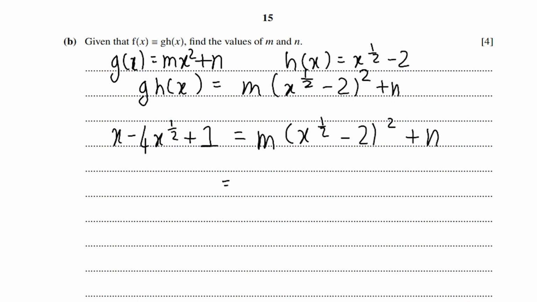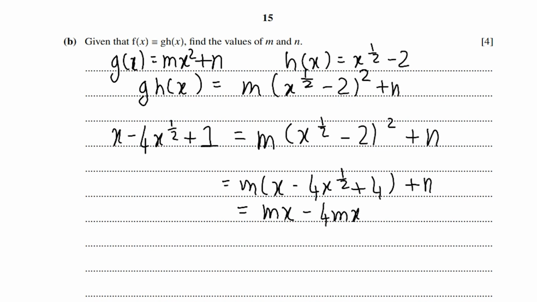Okay, so expanding the right hand side, we get (x^(1/2) − 2) whole squared. We'll use the identity here. We'll get x minus 4x^(1/2) plus 4, times m, plus n. Multiplying it, we get mx minus 4mx^(1/2) plus 4m plus n.